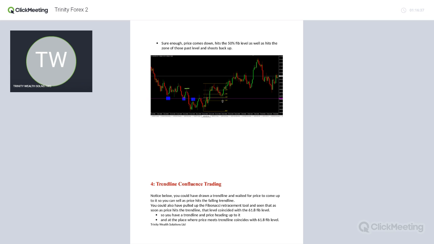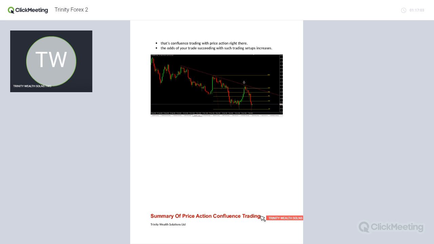You could also have pulled up the Fibonacci retracement tool and seen that as soon as price hits the trend line, that level coincides with the 61.8. So most of the confluences, more often than not, they have a Fibonacci involved in them, whether it's an extension or it's a retracement or a correction. Okay, so you have a trend line and price heading up to it, and at the place where price meets the trend line coincides with the 61.8% fib level.